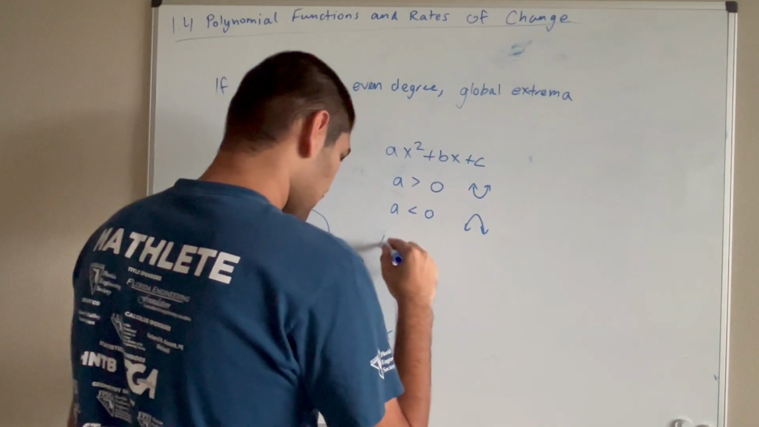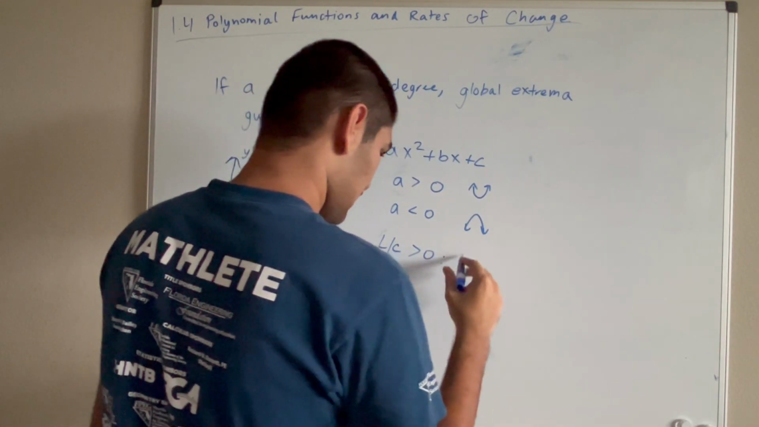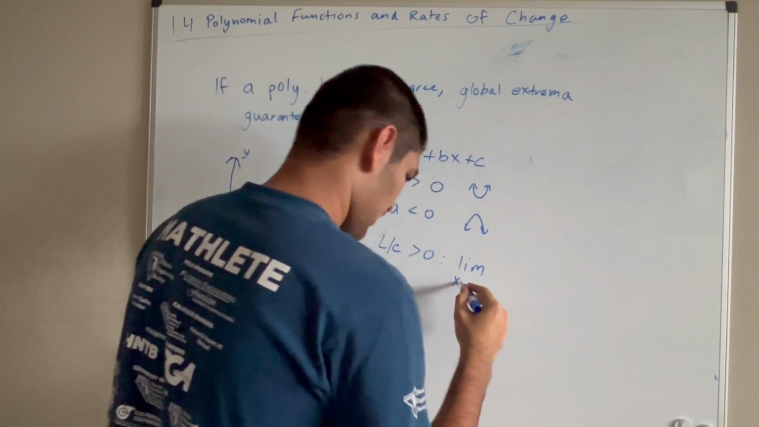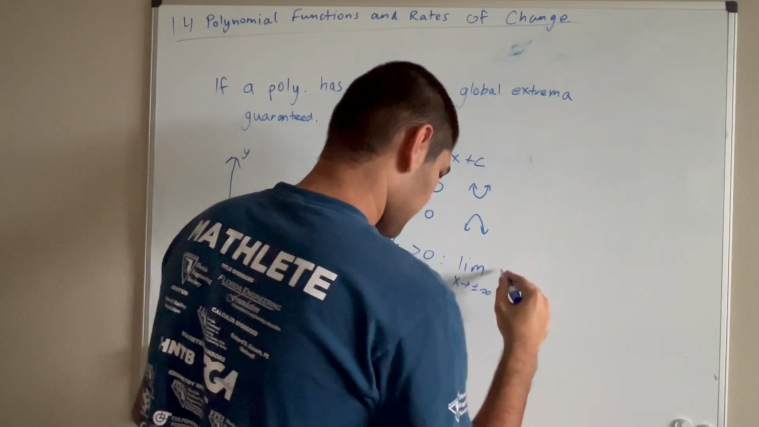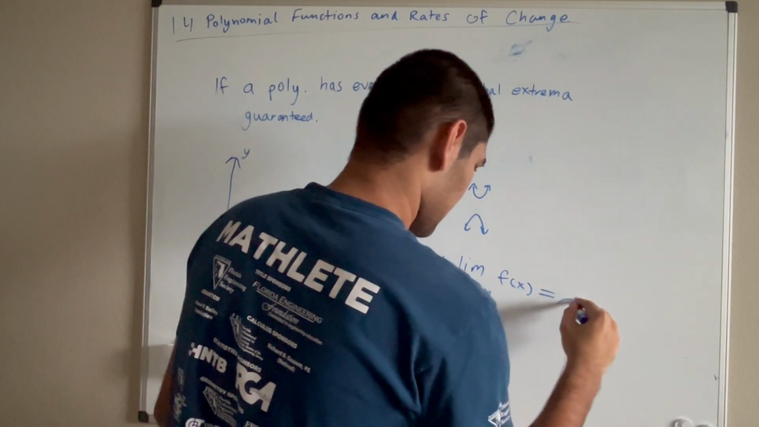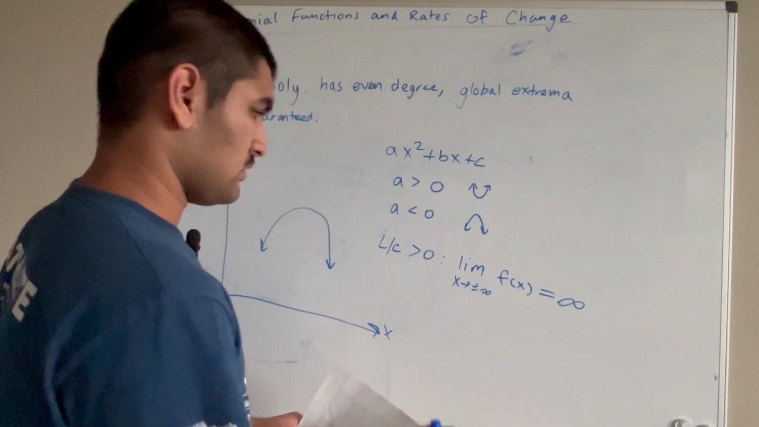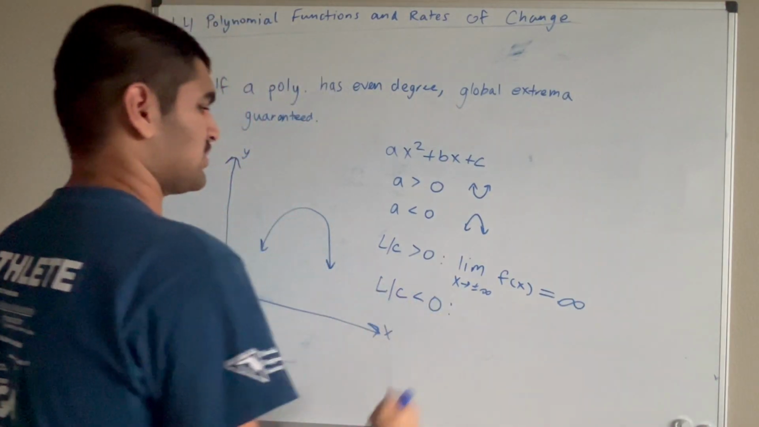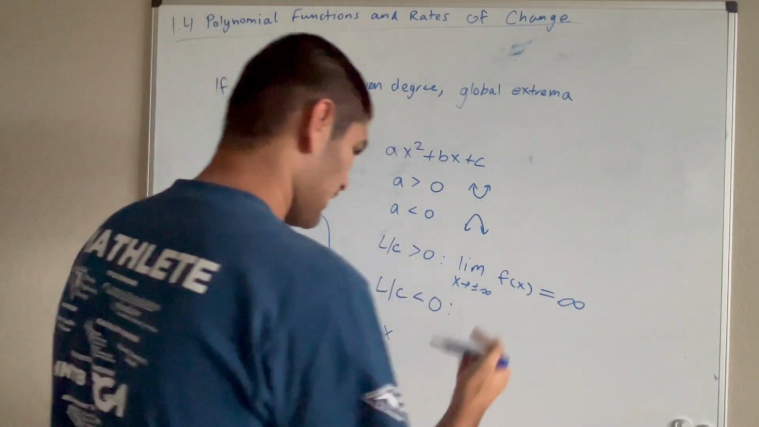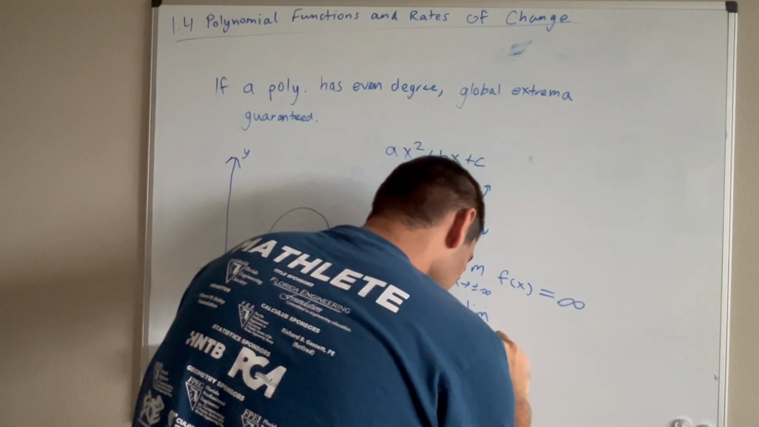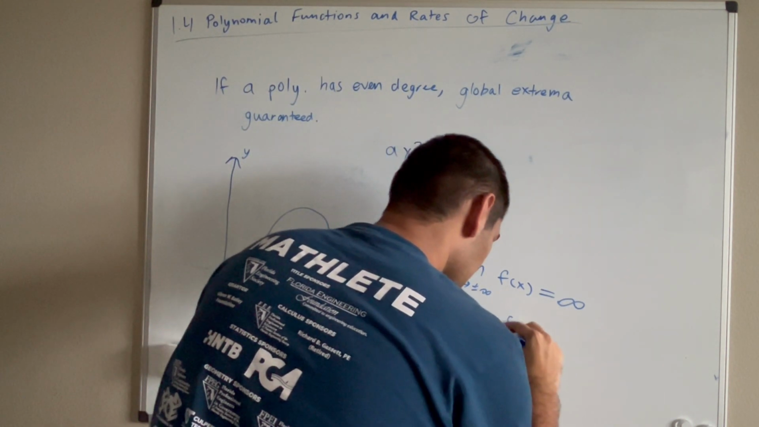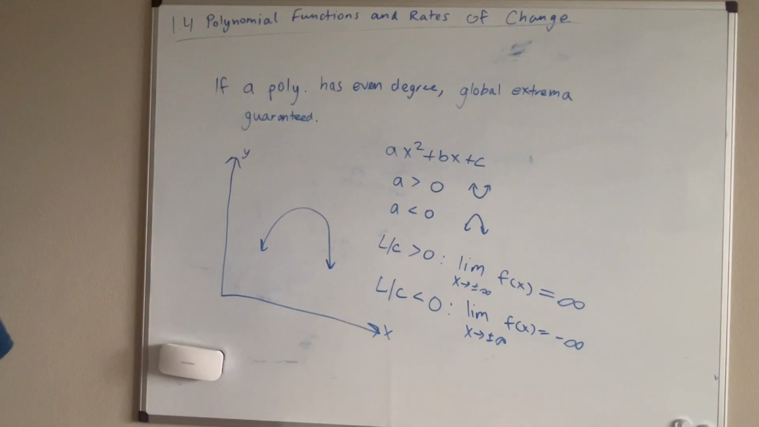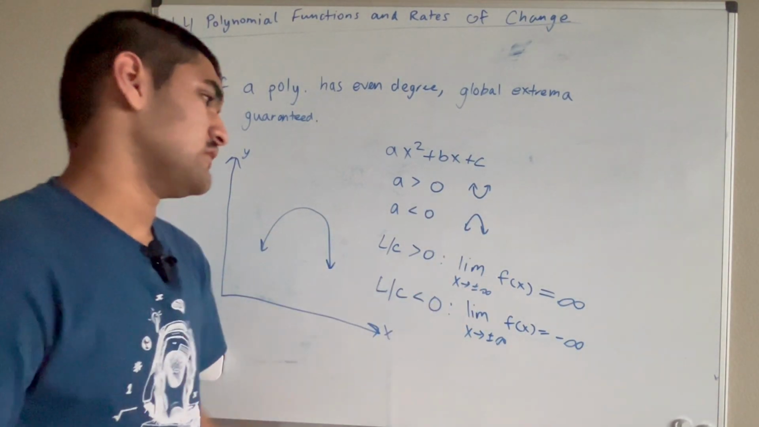So essentially, if your leading coefficient is greater than 0, then the limit, which is just another way of saying end behavior, as x approaches plus minus infinity, is going to be infinity, right? And then if your leading coefficient is less than 0, in other words, it's negative, then the limit as x approaches plus minus infinity is negative infinity, right? And again, this is true for all even degree polynomials.